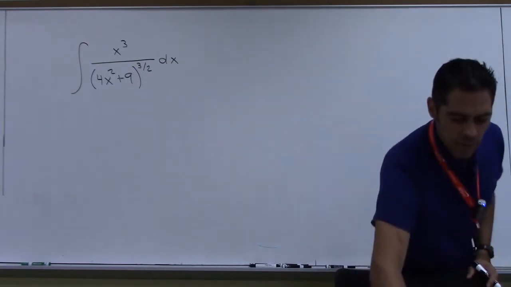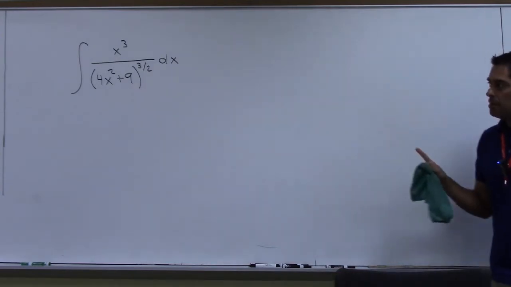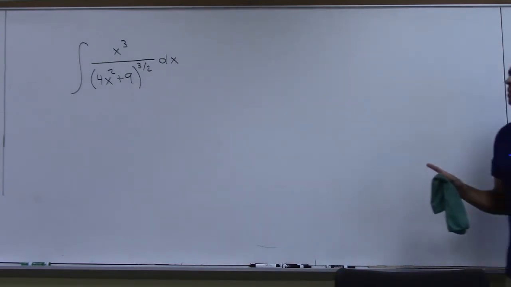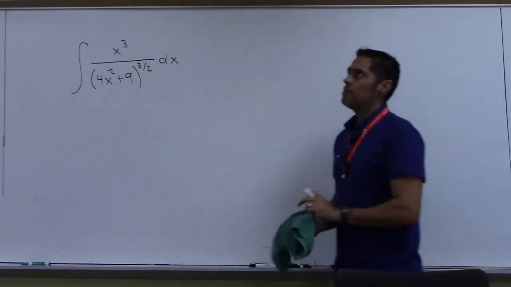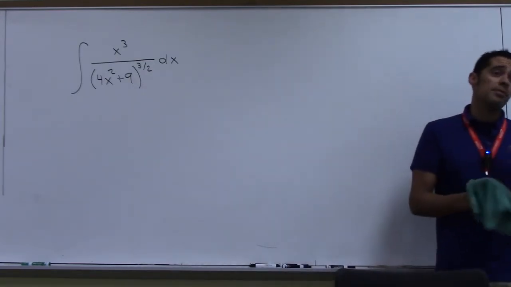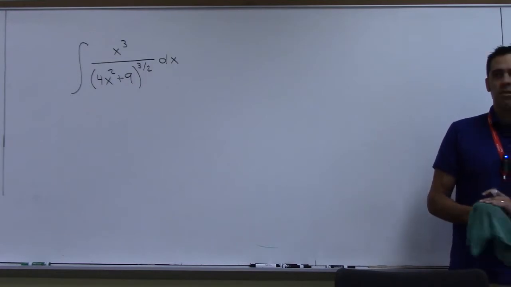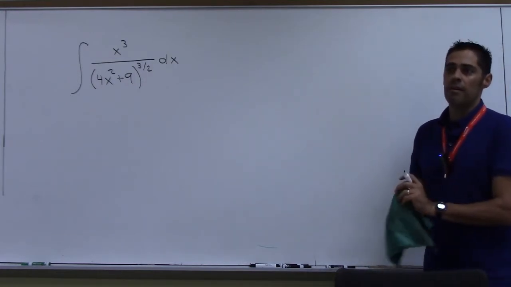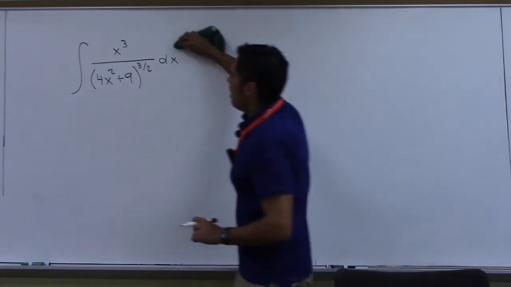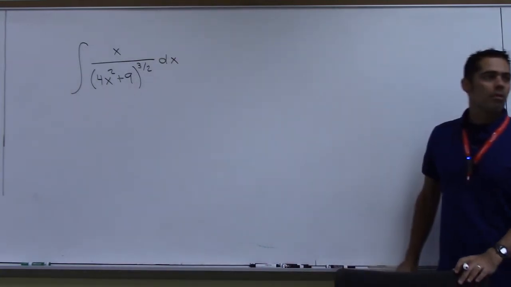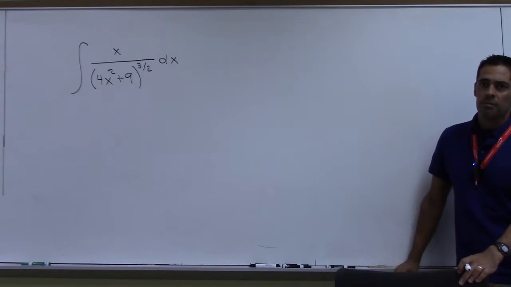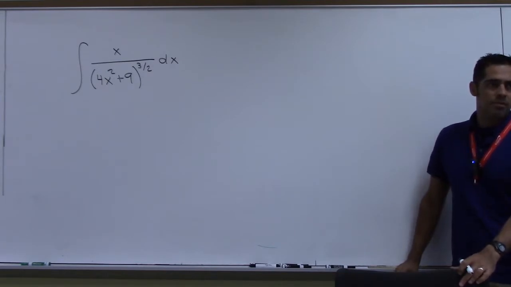I've warned you several times about this, so let me bring this up again. You know what you're supposed to do right now because I'm showing you examples of trig substitution. So you know that this is going to be trig substitution, right? If I erased this x cubed and made it x, it would no longer be trig substitution. This would be basic substitution.